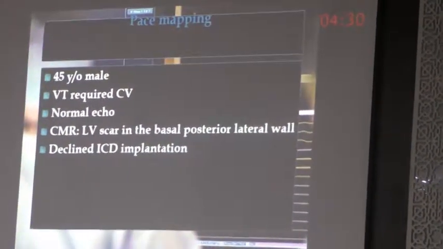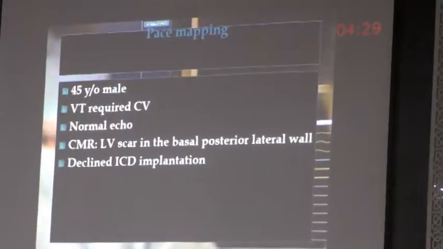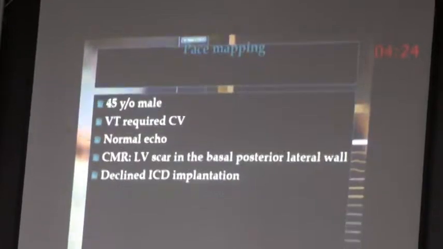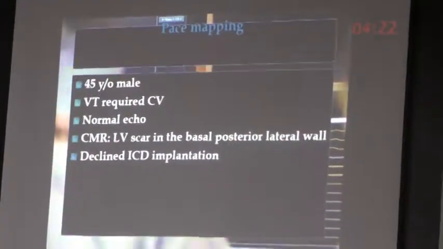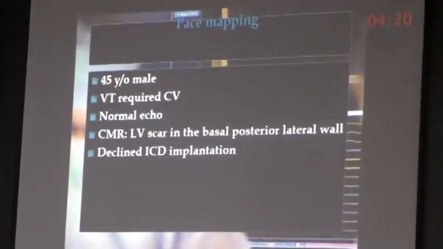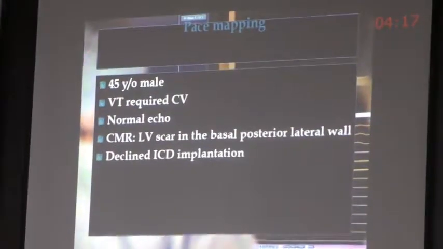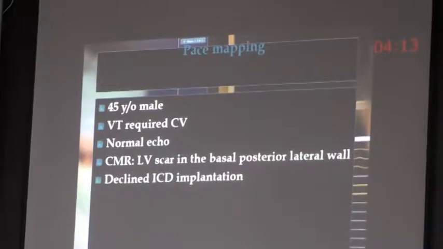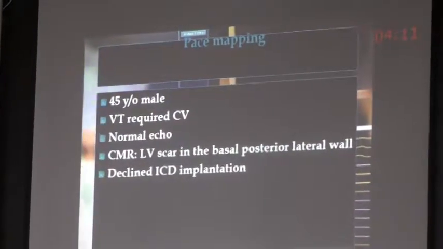However, if you remember, we said base mapping. We did not use base mapping here because we did not need to use base mapping. The VT was easily inducible, so activation mapping is the best. When it comes to entrainment mapping, nowadays, does anybody use entrainment mapping? I personally don't do it, except for academic reasons.